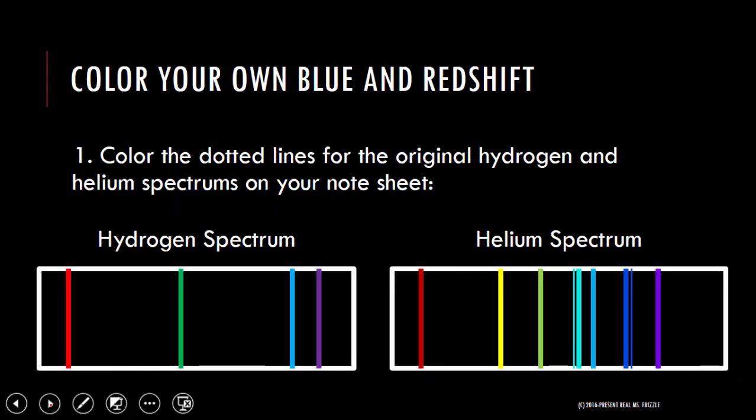So what I would like you guys to do today, and then you are done with this note section, is when it says color your own, I want you to color these lines for hydrogen and helium. And then I want you to try your own redshift and blue shift underneath those.